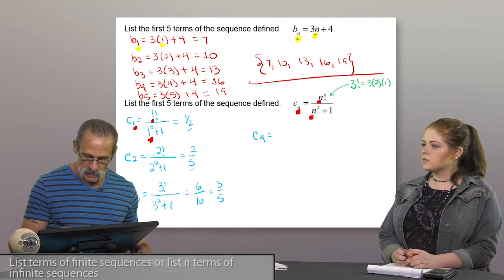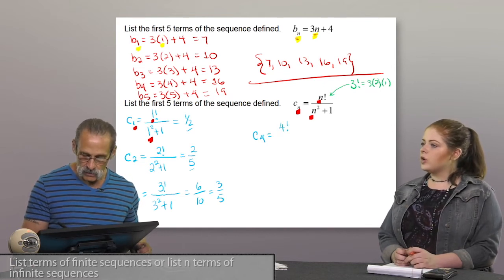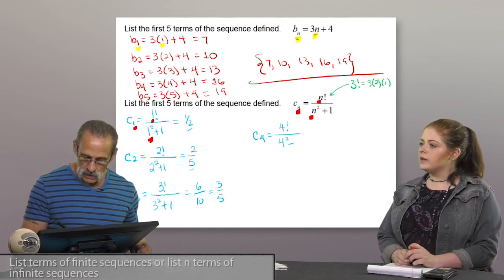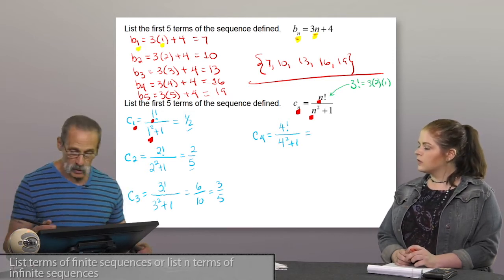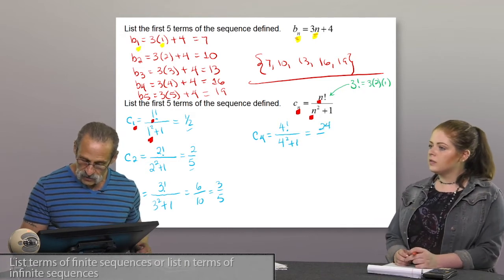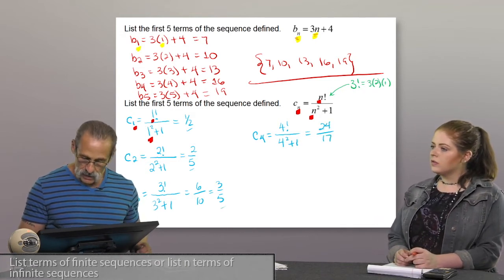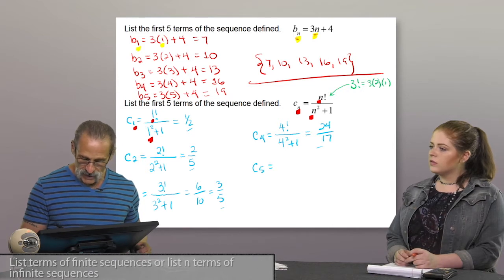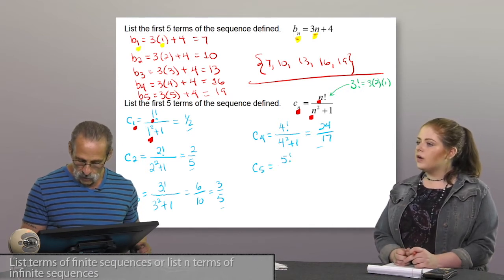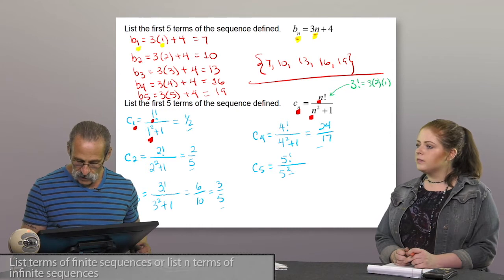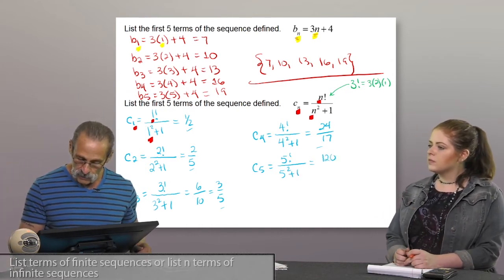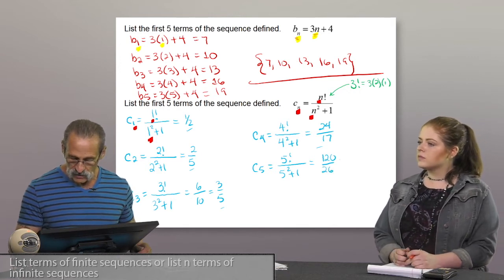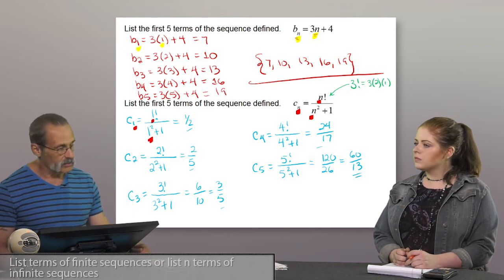How about the fourth term? What would the calculation look like? 4 factorial over 4 squared plus 1. Very good. 4 times 3 is 12, and 12 times 2 is 24. So we got 24 over 16 plus 1. And for the fifth term, that would be 5 factorial over 5 squared plus 1. 5 factorial would be 24 times 5, which is 120, all over 25 plus 1, 26. If I divide them both by 2, I get 60 over 13.